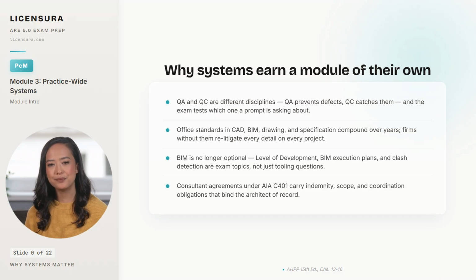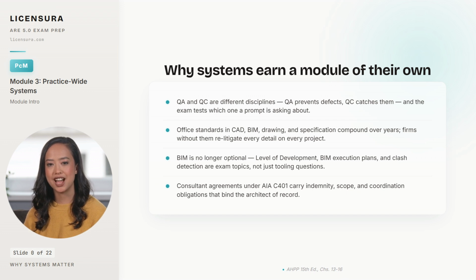choices will swap them. Second, office standards in CAD, BIM, drawing graphics, and specifications compound across years. Firms with disciplined standards inherit them on every project. Firms without relitigate every detail every time, and the cost shows up on the realization rate.